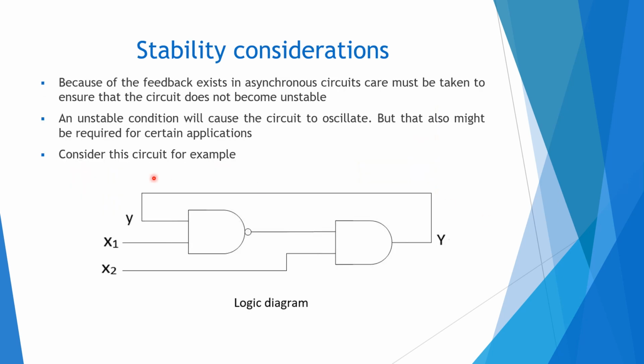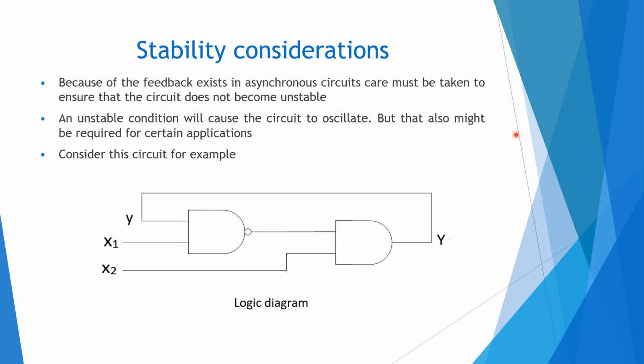So let us have some stability consideration for the asynchronous circuit. Because of the feedback path in the asynchronous circuit, care must be taken to ensure that the circuit does not become unstable. Earlier we have seen the unstable circuit, and an unstable condition will cause the circuit to oscillate, and we have to take measures to prevent the circuit from oscillating.